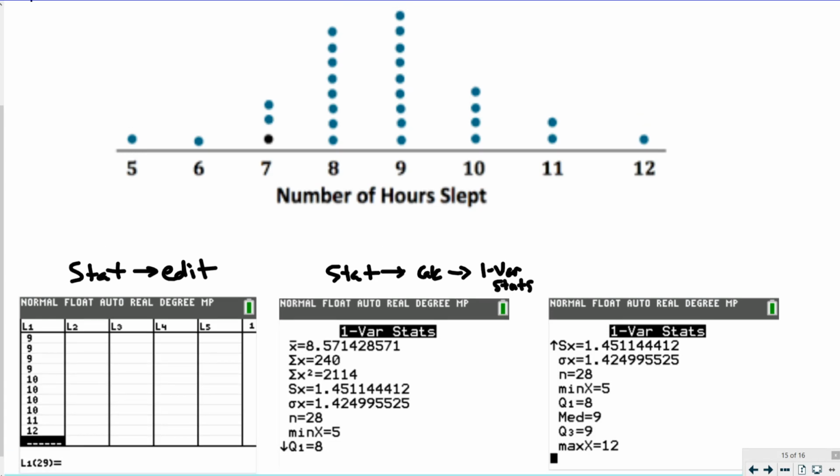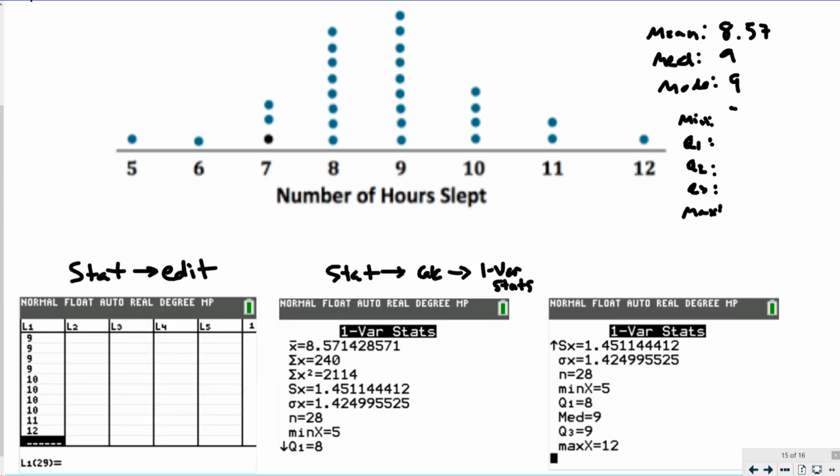So then I can just go ahead and start listing off that the mean here was 8.57. Use 2 decimal places, guys. That's enough for rounding. The median was 9. And the mode was also 9, since it was the stack that had the highest number of dots. I can go ahead and list the min, quartile 1, quartile 2, quartile 3, and the max. The minimum was 5, quartile 1 was 8, the median was 9, quartile 3 was also 9, and the maximum was 12. And that tells me that the data is skewed towards the top.